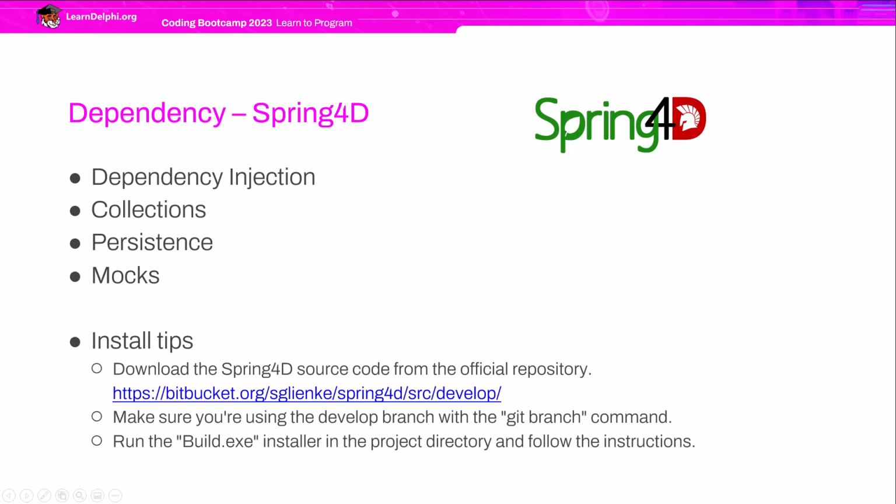If you don't have Spring4D installed yet, download it from the project repository. I used the develop branch in the example, and I suggest you do the same, as the master branch might not be compatible. I won't go through the Spring4D installation steps here, as there are several tutorials available online on how to install the library. For your convenience, I'll list the steps below. Download the Spring4D source code from the official repository. Make sure you're using the develop branch with the git branch command. Run the build.exe installer in the project directory and follow the instructions.